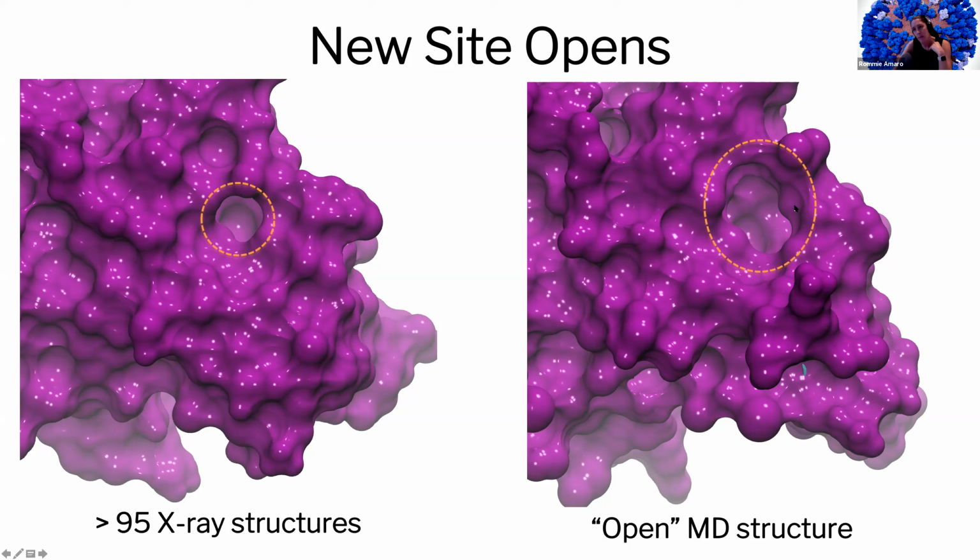And what we see happening over just a few tens of nanoseconds, we actually see this pocket relax into a more open conformation. We see solvent or water molecules going into this site and sort of helping to open it up. And so this is a so-called open structure that we're able to sample from the dynamics.